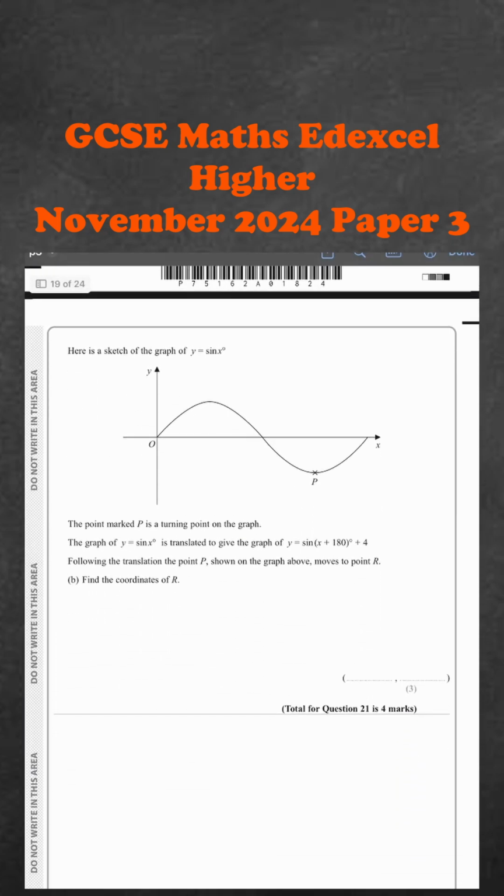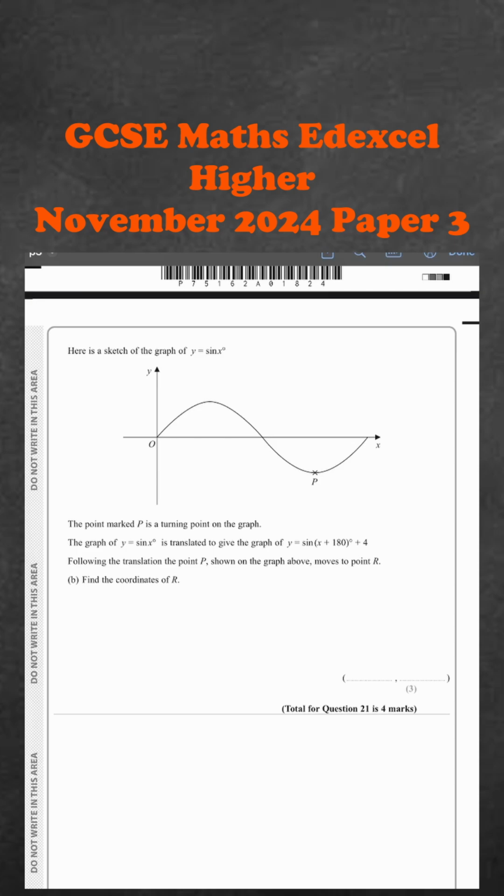Here is a sketch of the graph y equals sine x. The point marked P is the turning point on the graph. The graph of y equals sine x is translated to give the graph y equals sine of (x plus 180) plus 4. Following the translation, the point P shown on the graph below moves to point R. Find the coordinates of R.